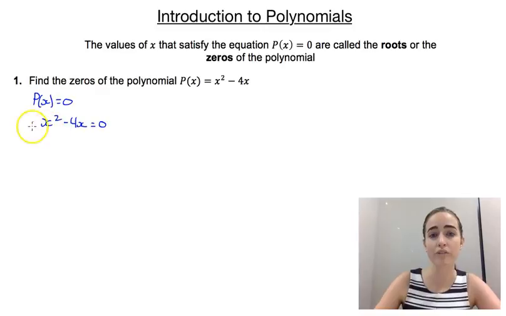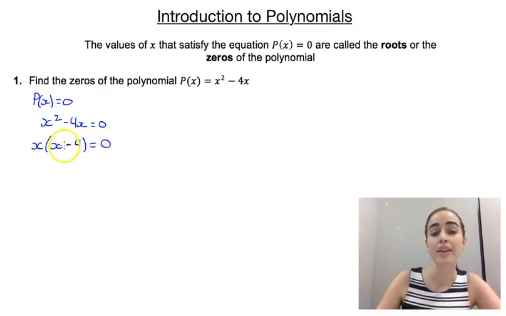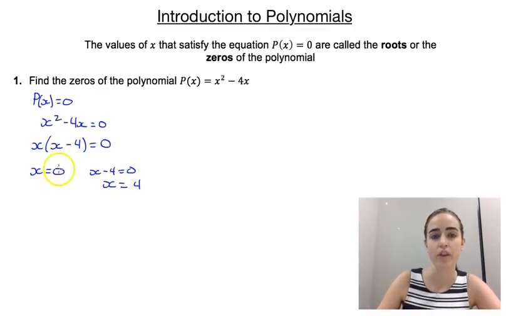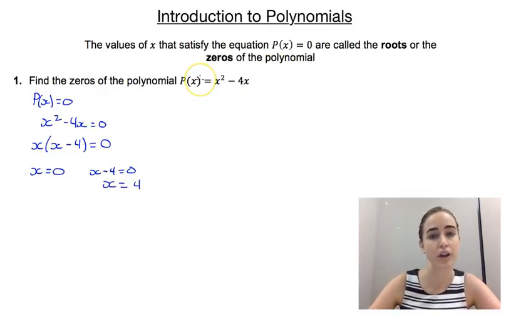To solve this, we're going to factorize. And we always look for common factors if we're trying to factorize. So these have a common factor of x, so we'll pull that out the front. We'll have x outside of x minus 4 equals 0. Now the only way that that can happen is if one of these things is equal to 0. So we either have x equals 0 or x minus 4 equals 0, which would mean that x equals 4. So those values are the zeros or roots of that polynomial equation.